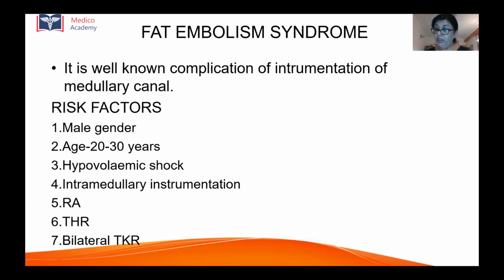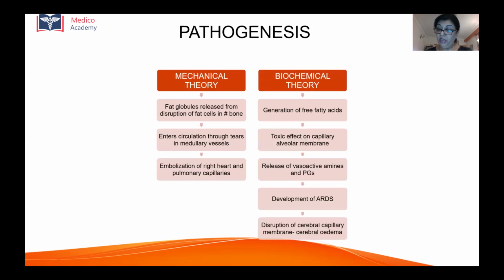Now, fat embolism syndrome. It is a well-known complication of instrumentation of the medullary canal. The risk factors are male gender, age 20 to 30 years, hypovolemic shock, intramedullary instrumentation, rheumatoid arthritis, THR, and a bilateral TKR. Now, let's look at the pathogenesis of it. Two theories are hypothesized to explain this, the mechanical theory and the biochemical theory. The mechanical theory proposes that the long bone trauma results in the release of fat droplets that enter the vascular system through the torn veins.